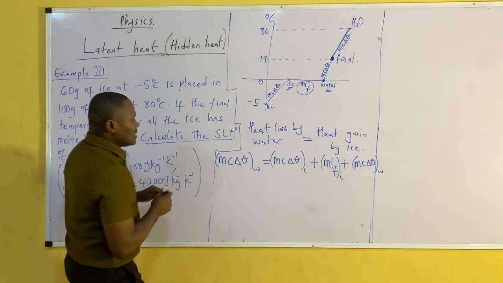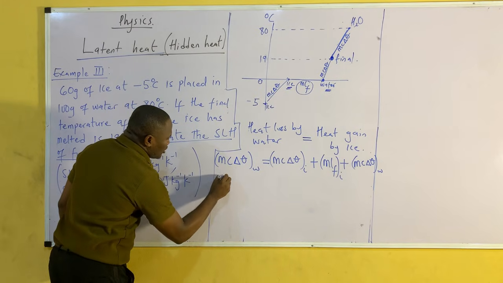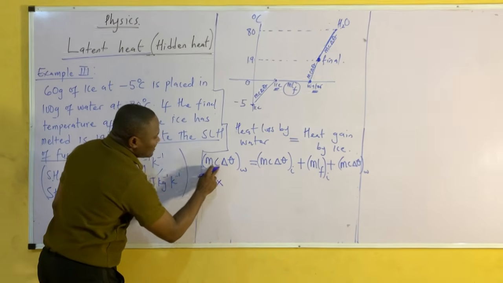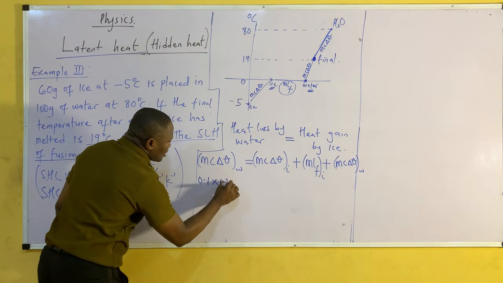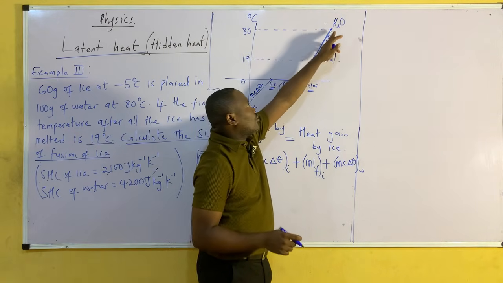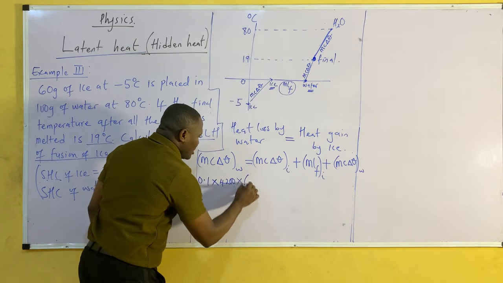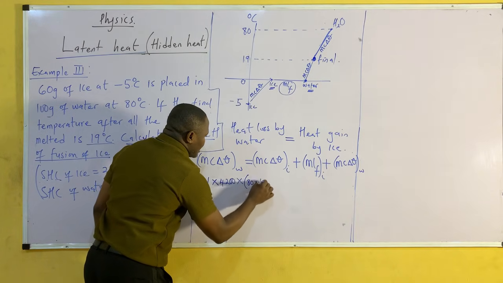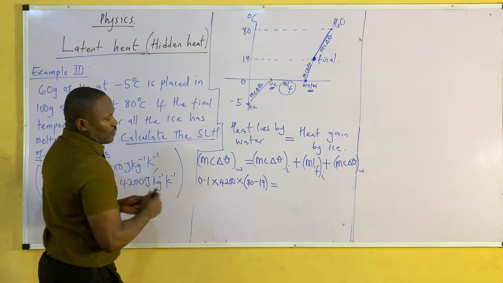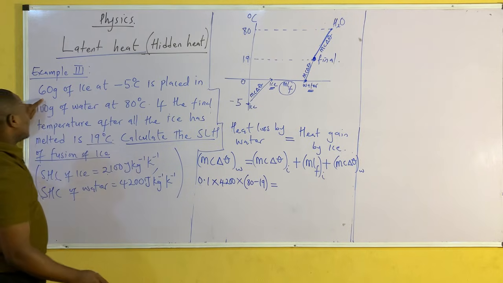So now this will become 0.1 kg, that's 100 grams, times the specific heat capacity of water, 4,200, times the temperature change for water. It's changing from 80 to 19, so that will be 80 minus 19. Equal to, what is that of ice? The mass of ice is no longer 100 because this is now ice. The mass of ice is 60.